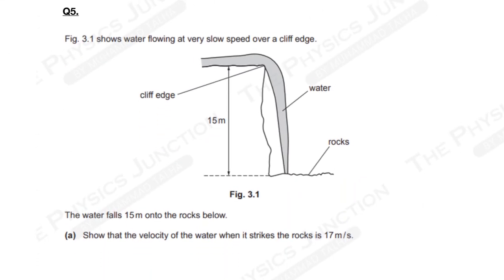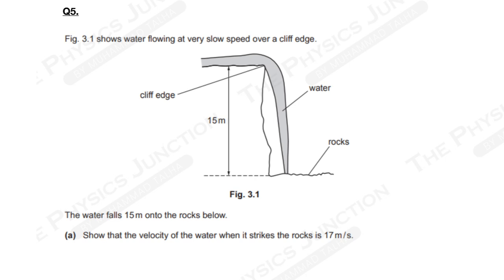Question number 5. Now these are IGCSE questions, the ones that have the references missing. Let's start with this question. Figure 3.1 shows water flowing at a very slow speed over a cliff edge. The water falls 15 meters onto the rocks below. Show that the velocity of the water when it strikes the rocks is 17 meters per second.